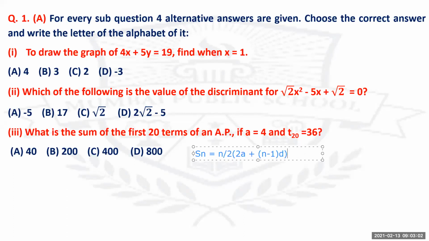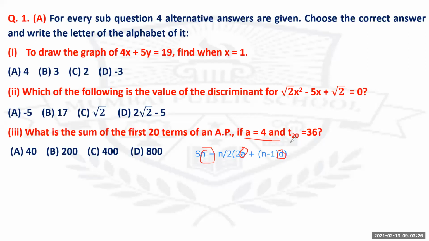Now check, you have got the value of n with you, and the answer is 400. You have got the value of n and the value of a with you. Now you need the value of d. Understand? You need the value of d.